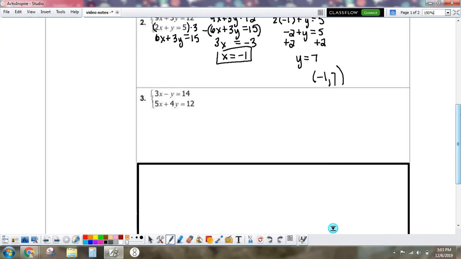All right, so I'm going to go ahead and try one more, and then you're going to try some on your own. So again, we have 3x, 5x. Nothing easily is going to multiply together to get this. So I can see here I have a negative y and a positive 4y. So I know that I can go ahead and multiply the top by 4 in order to get an opposite coefficient this time. So I'm going to multiply this whole thing times 4.